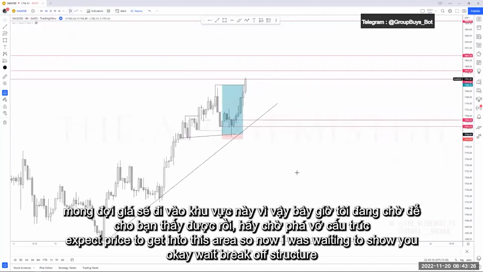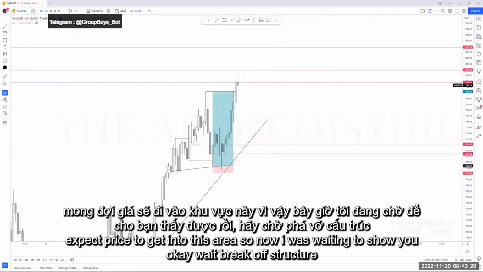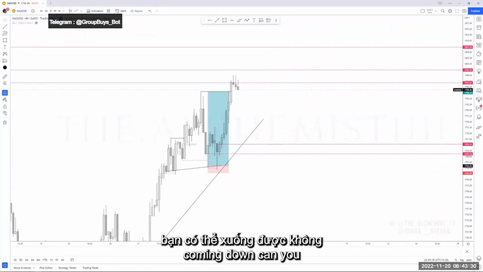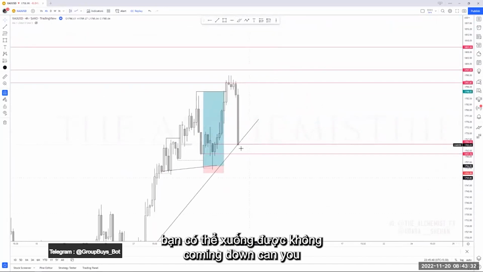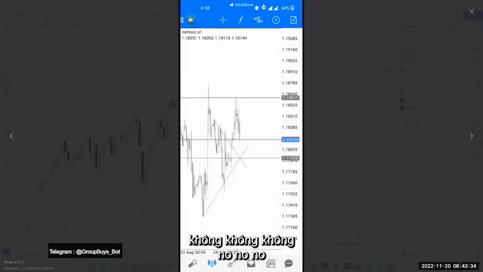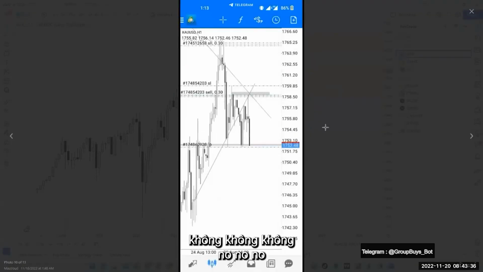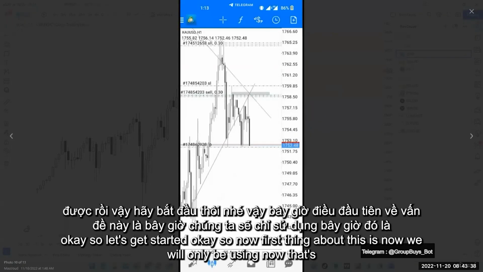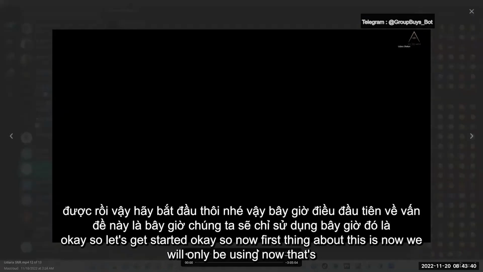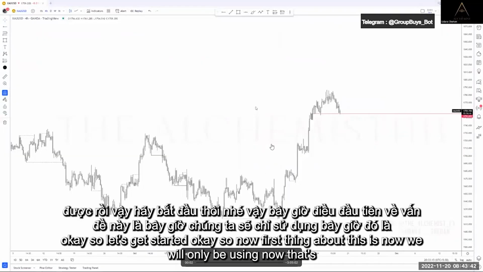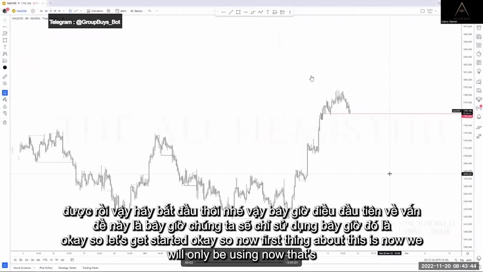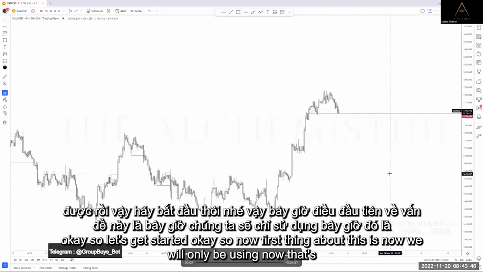So now I was waiting to show you. Wait, breakout structure, coming down. Can you see? So let's get started. First thing about this is, we will only be using now, that's like a motto.